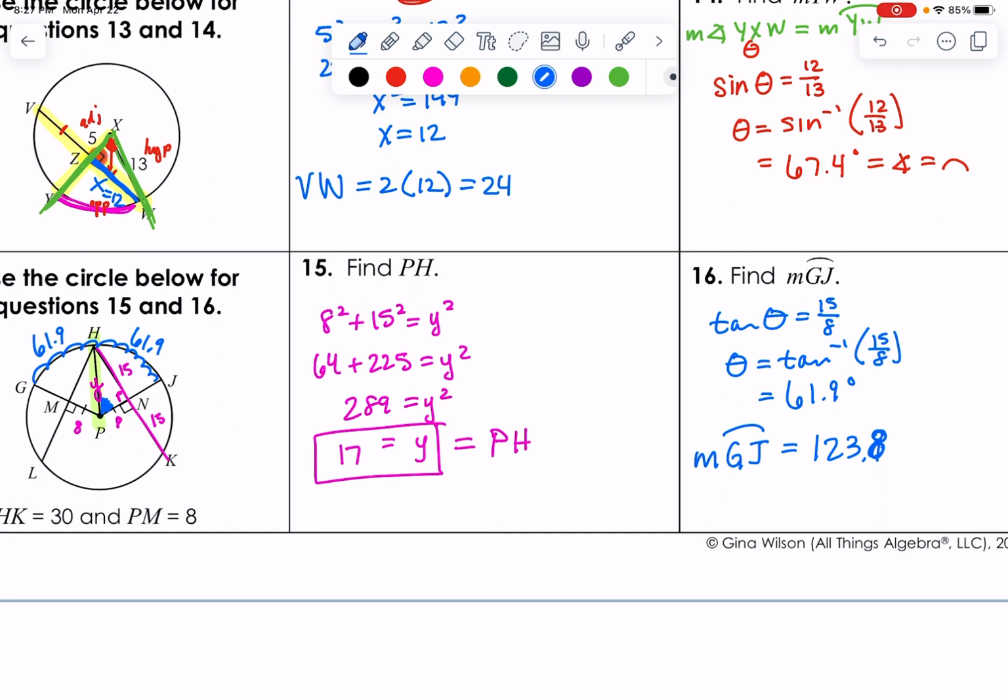So it's all about looking at the pictures, understanding which pieces you know to be congruent based on the given information, and then using algebra, sometimes some trig, Pythagorean theorem, to solve for the missing pieces.